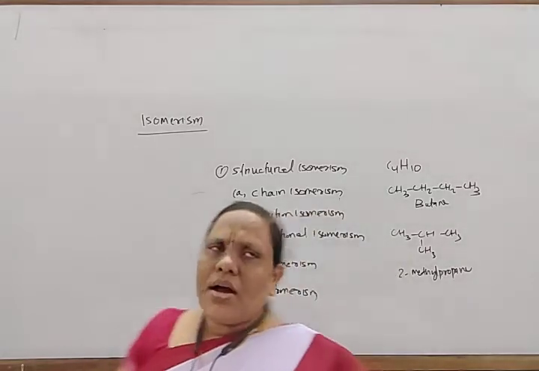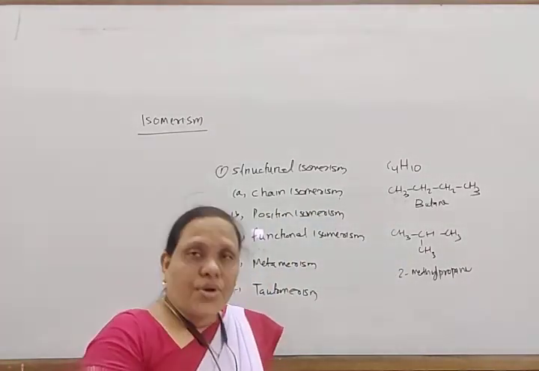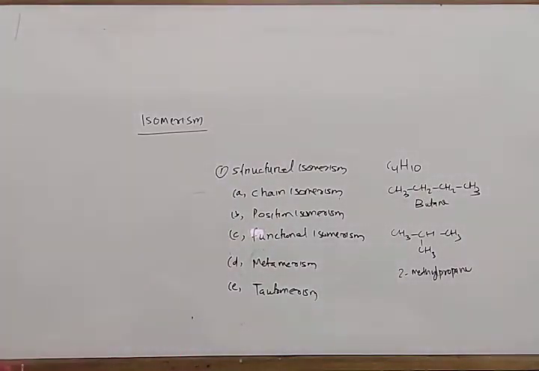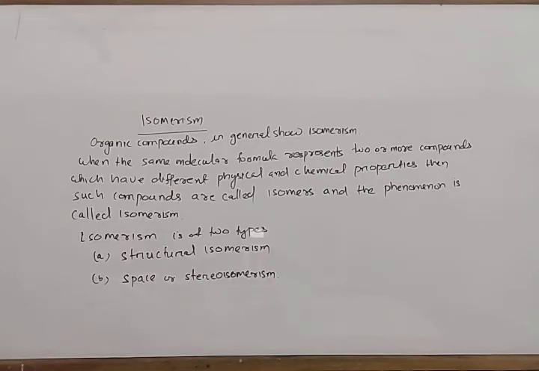Similarly, a minimum of 4 carbon atoms is required for the formation of chain isomerism. So first write down the definition of isomerism. When the same molecular formula represents two or more compounds which have different physical and chemical properties, then such compounds are called isomers and the phenomenon is called isomerism. So isomerism is of two types, structural isomerism and space or stereo isomerism.